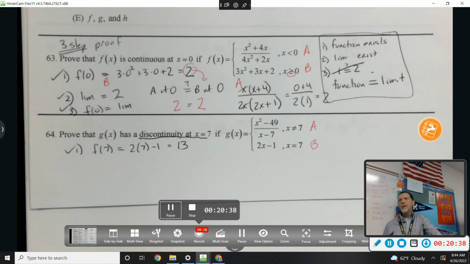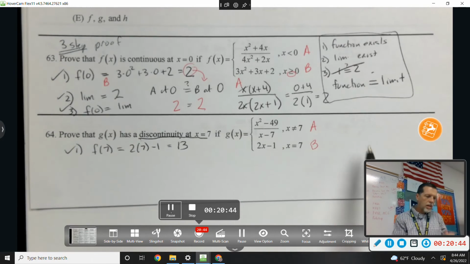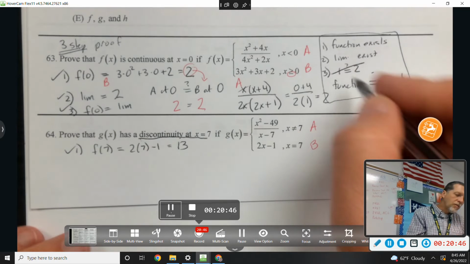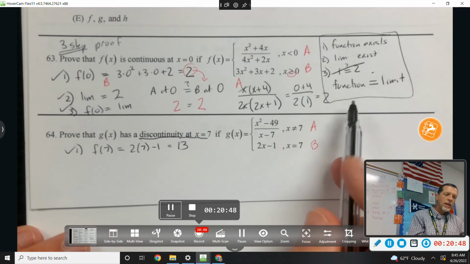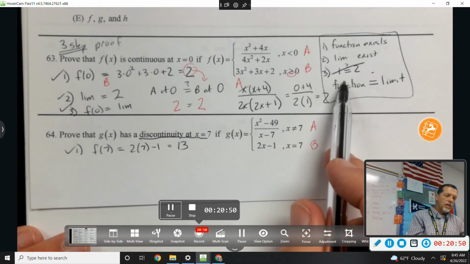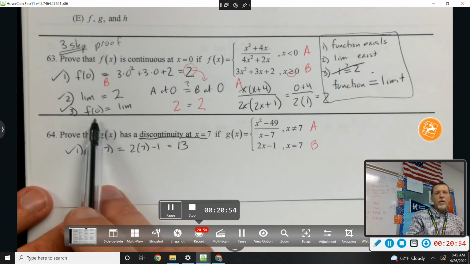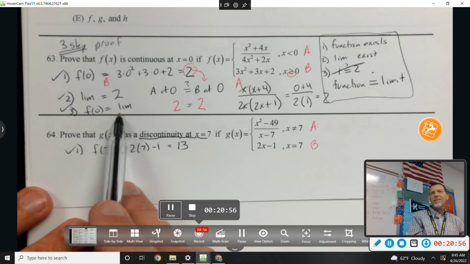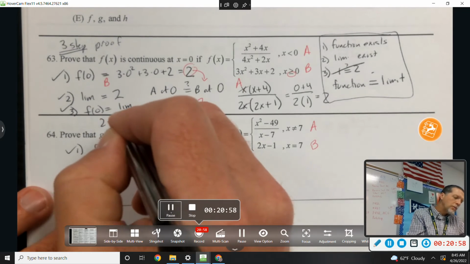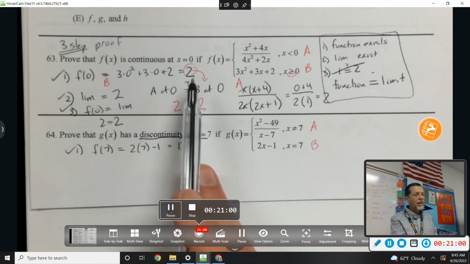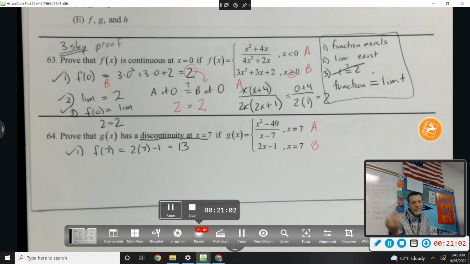What's the third step on the one above, on 63? It's just function. Does the function equal the limit? So what do we write? We just write like 2 equals 2 for that? I would rather you write function equals limit like this. But you're right. If you wrote 2 equals 2, I would be okay with that, because clearly you're saying step 1 equals step 2. So literally just write function equals limit.